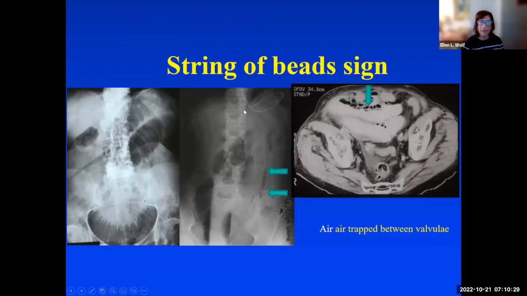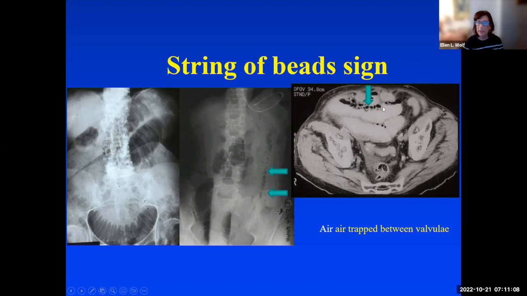Now the string of bead sign or string of pearl sign is illustrated here on supine view and decubitus view. On supine view, we see dilated loops of small bowel. Again, we can see these nice valvulae conniventes. This is clearly small bowel, dilated, greater than 2.5 to 3 centimeters. This is a decubitus view. This patient could not stand. We did a decubitus view with the right side up. They're lying down on their left side, the right side is up. So here we see what's called the string of beads or the string of pearl sign, as illustrated here. These little round collections of gas, which is air trapped within the valvulae conniventes.